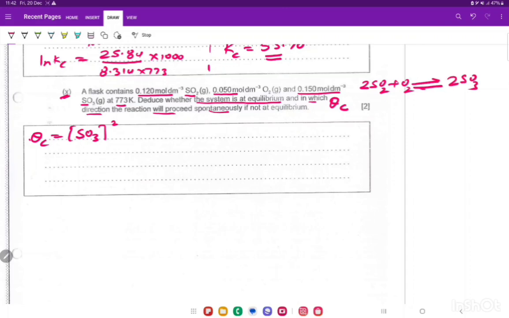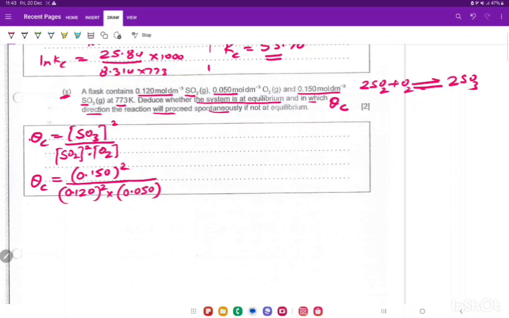This will be my equation: 2SO2 plus O2 gives you 2SO3. As per this equation, Qc will be equal to SO3 square upon SO2 square into O2. Putting the values of SO3, SO2 and O2, I get 0.150 whole square upon 0.120 whole square into 0.050, which are the concentrations of sulfur dioxide and oxygen. On calculation, I find Qc is coming out to be 31.25, which is for 2 moles.